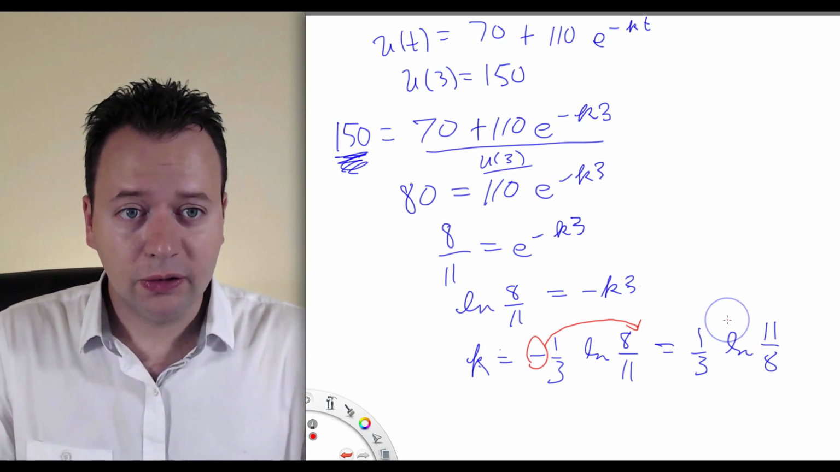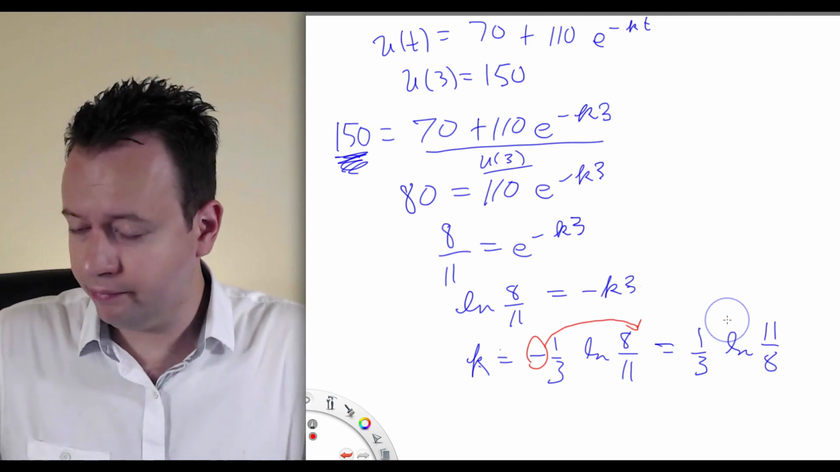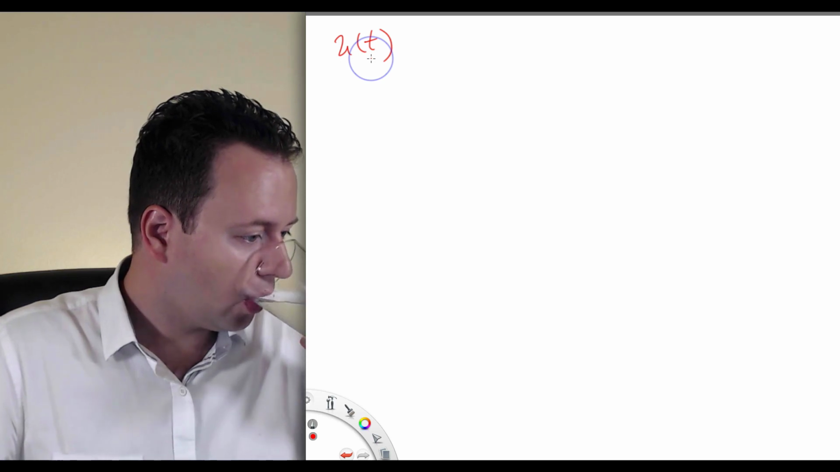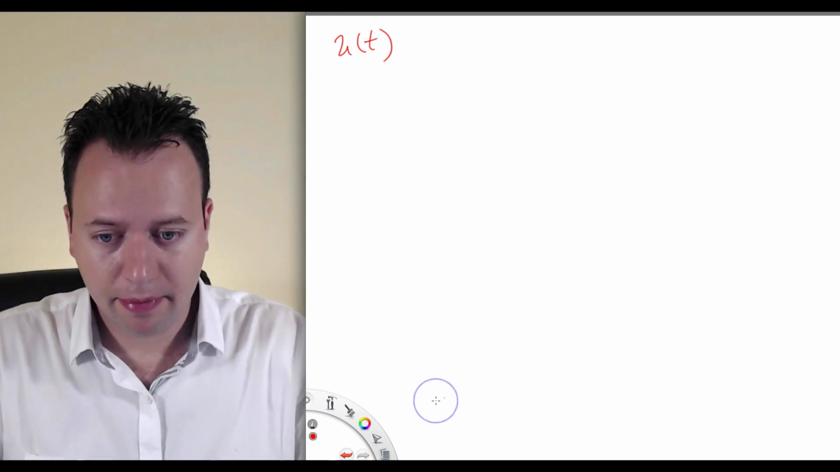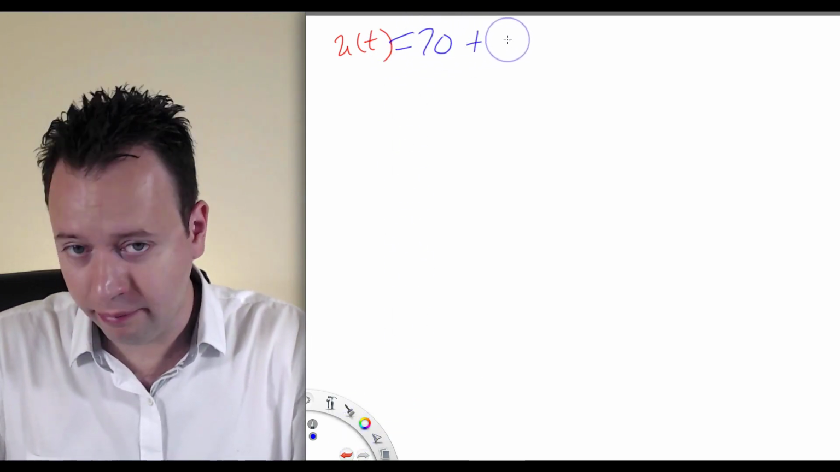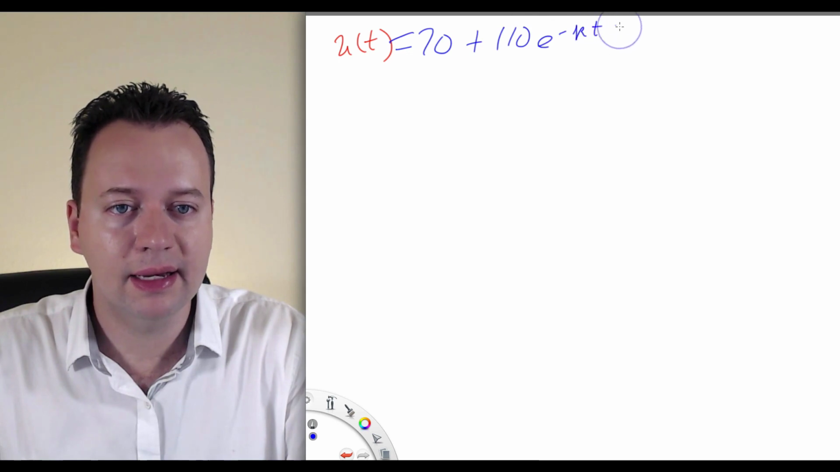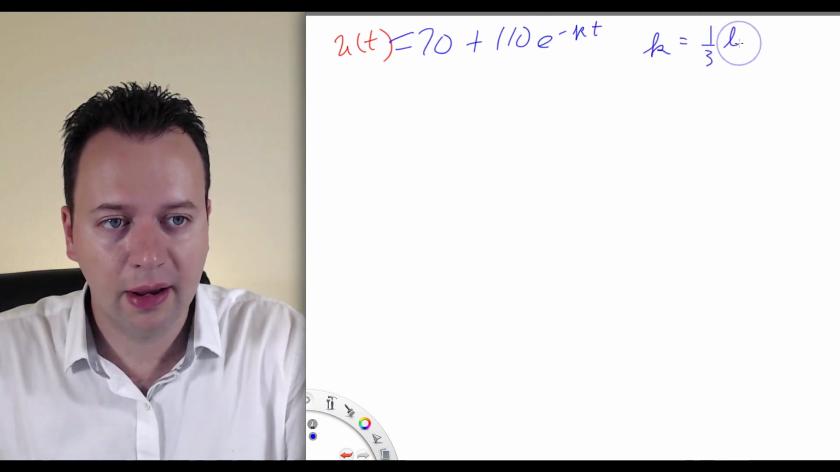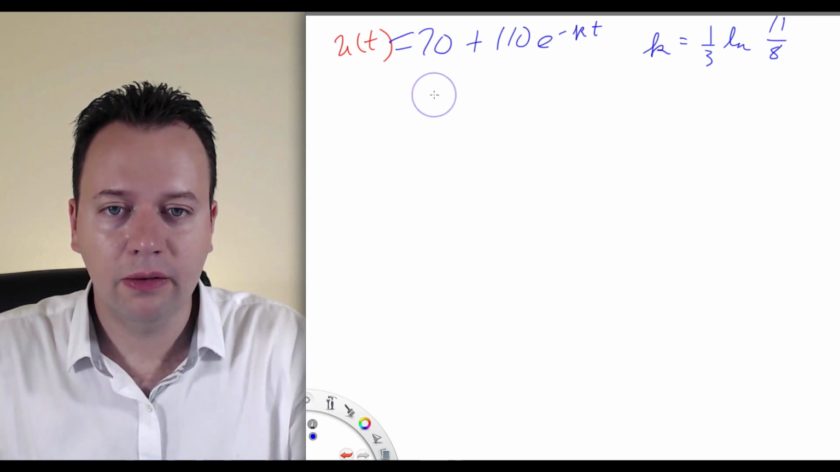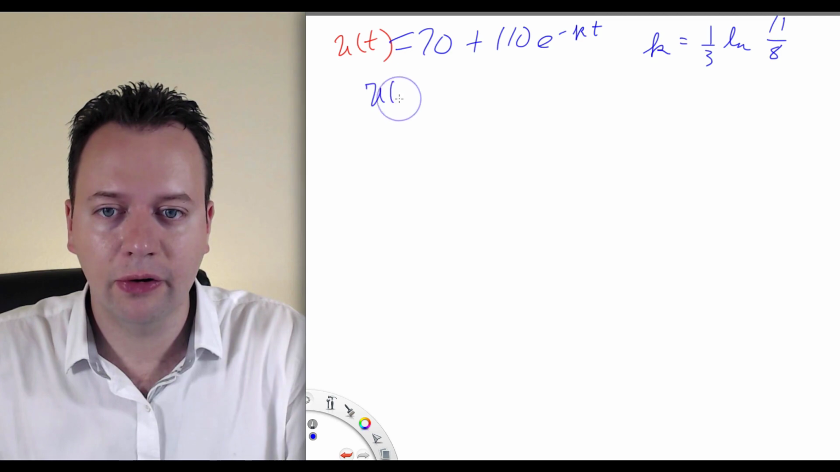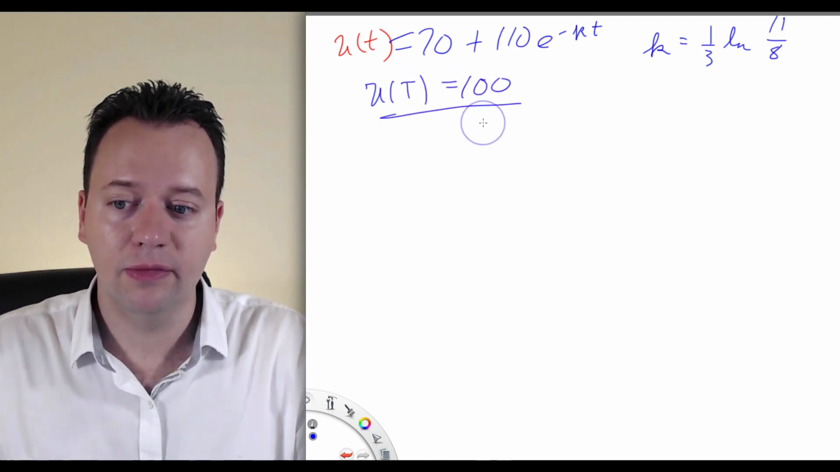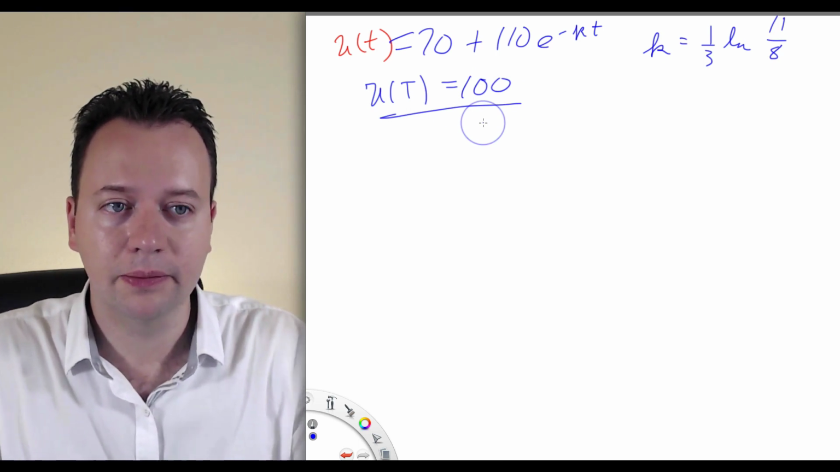All right, so now let's use this to go back and solve for the time. So we have u of t, which is 70 plus 110 e to the minus kt, where k is 1/3 ln of 11 over 8. All right, so now we want to solve for u of capital T is equal to 100. So find the time at which the cup of coffee reaches 100 degrees.